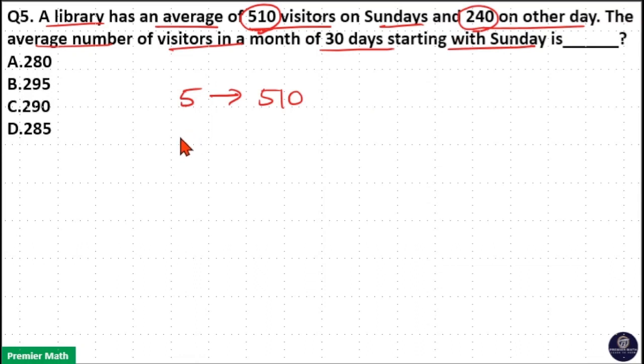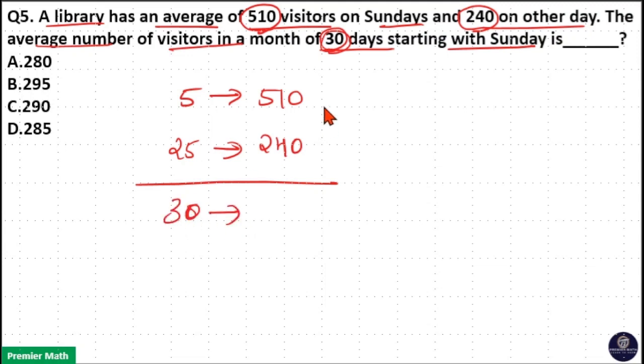Other days means total 30 days, so 25 plus 5 is 30. So, other days are 25. Now, the average of 25 days is equal to 240. Now, we need to find out the average visitors in a month of 30 days. 25 plus 5 is 30. Now, for the average of 30, 510 can be written as 240 plus 270. Now, you can see 240 is the common average. So, take the common average 240 for these 30 days.